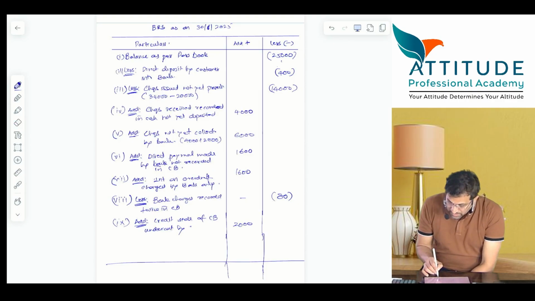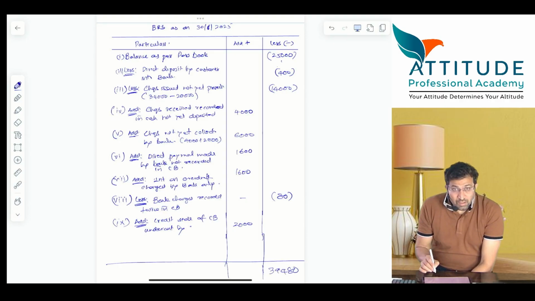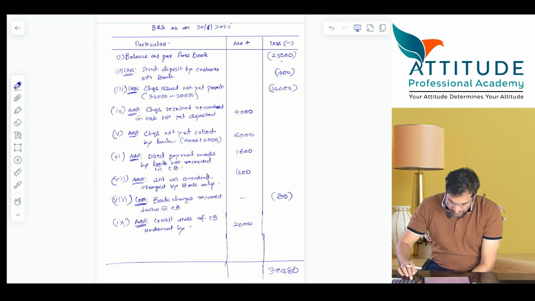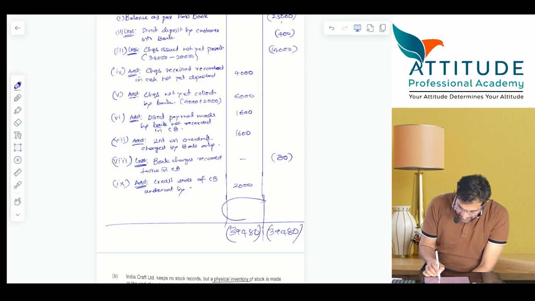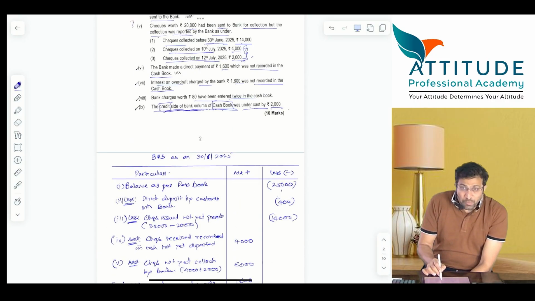Oh, don't make mistakes. $24 to $80. Now this side also should be, look, this also should be 39,480. The negative balance is still negative, so what will the balancing figure be? 24,280, which is not a positive balance.